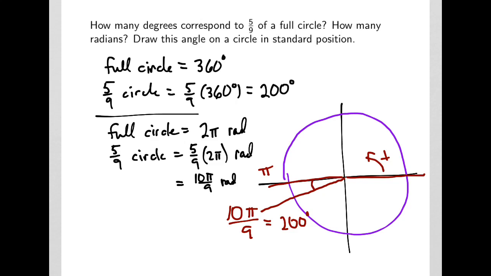So this angle that we would have is a 20-degree angle, because pi radians is the same as 180 degrees. So this angle would be 20 degrees. And so we're in quadrant 3.